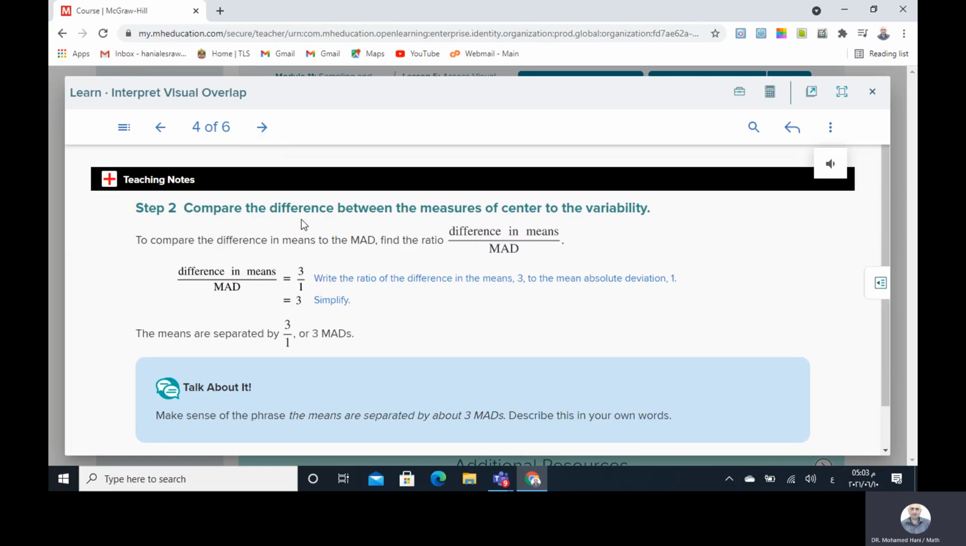The second step, compare the difference between the measures of center to the variability. To compare the difference in means to the mean absolute deviation, find the ratio. This ratio is important to compare the difference in the means. So difference in means divided by mean absolute deviation. The difference in the means will be 3 and the mean absolute deviation will be 1. 3 divided by 1 will be 3. So the means are separated by 3 MADs.